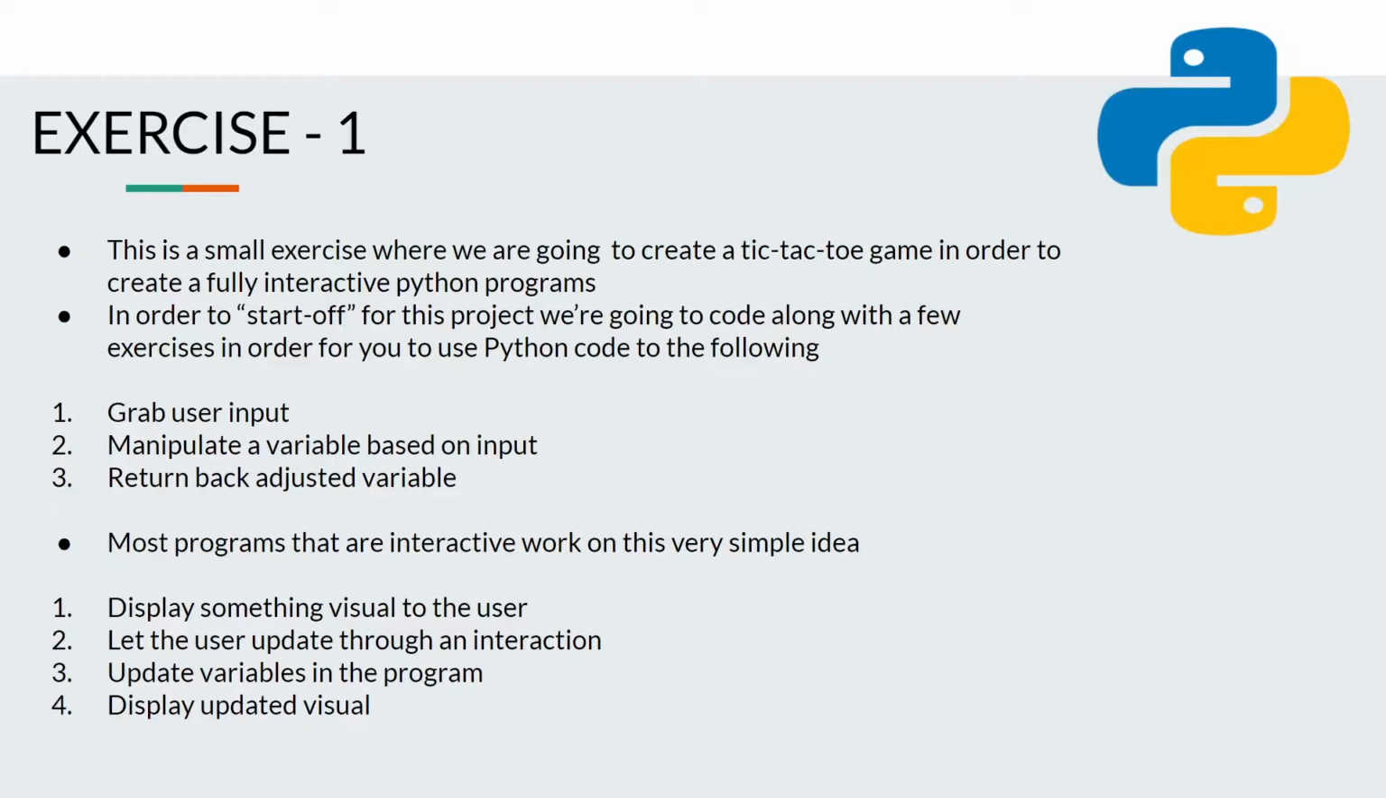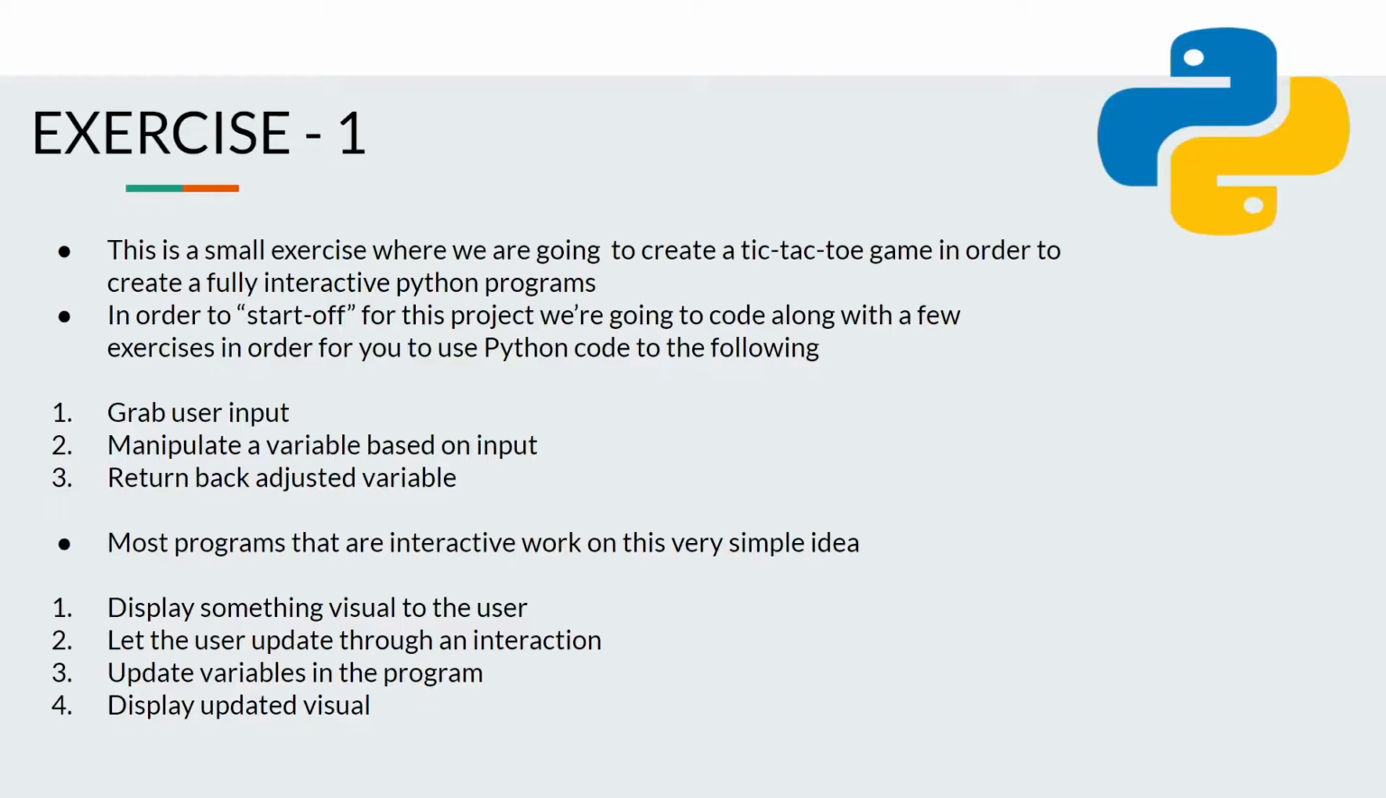So before we start off, these steps should be taken into consideration. First, grab user input. Second, manipulate a variable based on input. And third, return back the adjusted variable based on the input or the information acquired from the user. So most programs that are interactive work on this very simple idea.